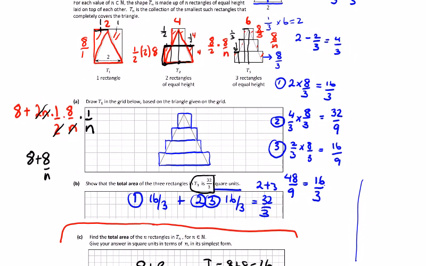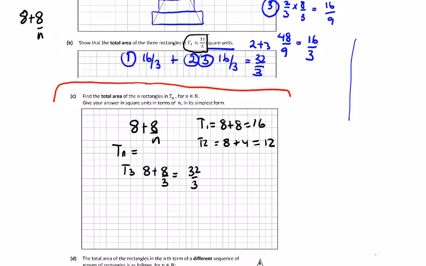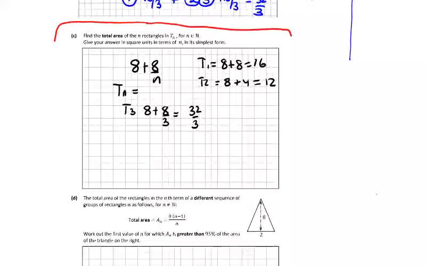We have 4 by 2, which is 8. One above it is half of it, 4, that will be 12, which is what we said. So this looks like it's right for Tn, 8 plus 8 over n.